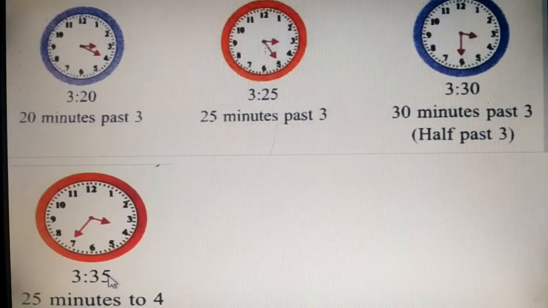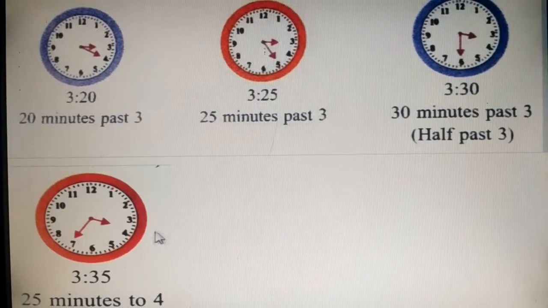Now we said that 25 minutes are left for 4 o'clock, and you can say 35 minutes past 3. 7 5s are 35. You can say 35 minutes past 3. This is also correct. There is no difference. You can choose anyone. It is correct.